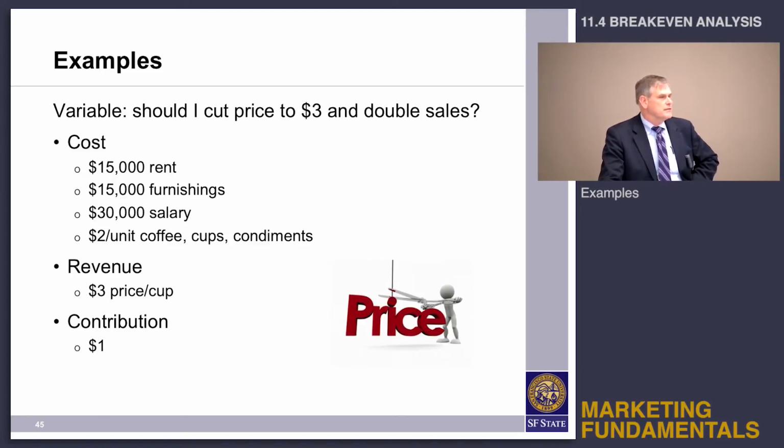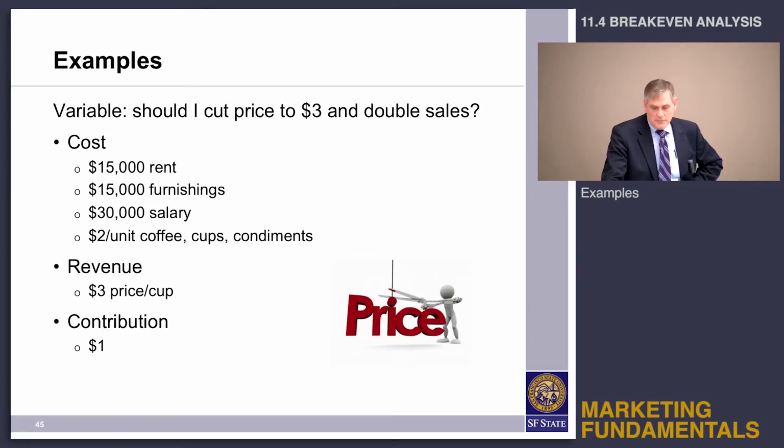So if I want to increase my volume, what happens if I cut my price and increase volume? Should I cut my price? Would that be smart? So rather than selling it at $5 a cup, I'm going to sell it at $3 a cup. What are my fixed costs?